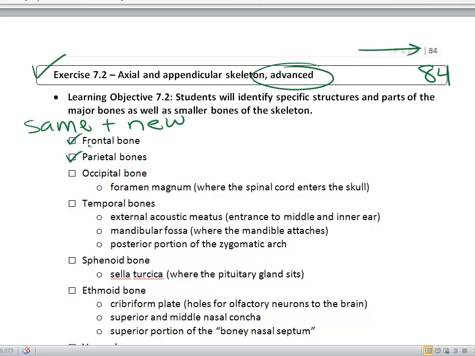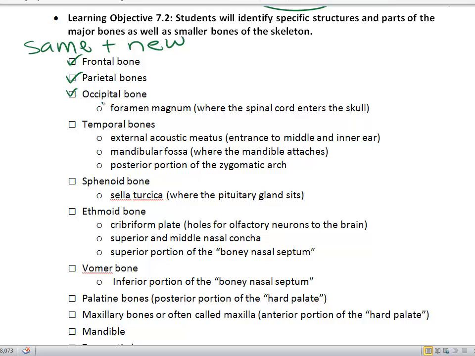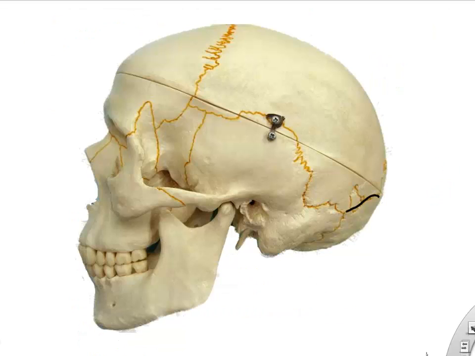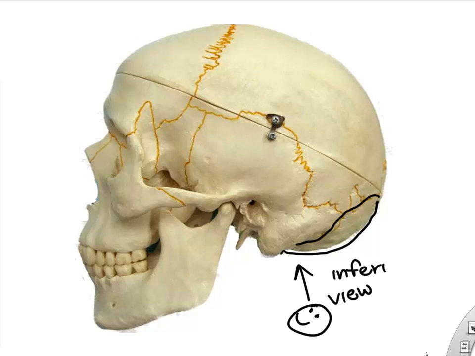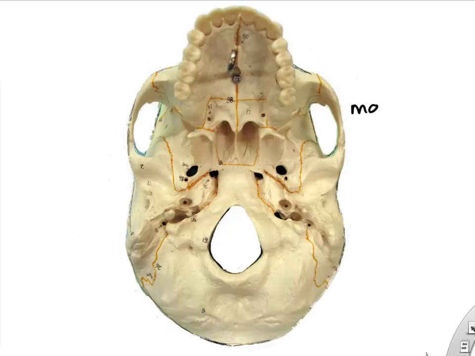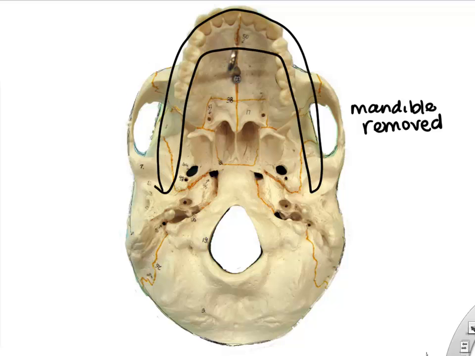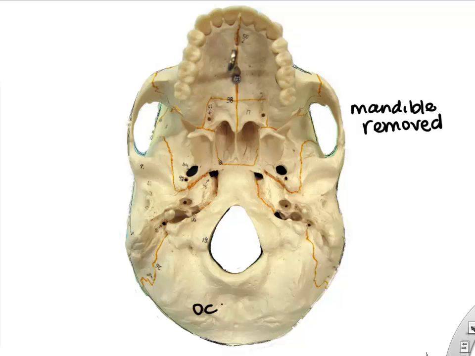A lot of these are nothing different. We already learned them. And then you'll get to a bone like the occipital bone, where it's got an extra part that you've got to learn. Remember, the occipital bone is that posterior, sort of inferior bone at the back, and so to see it best, we're going to look with an inferior view. Now we're staring at the bottom of your skull. We've removed the mandible so that we can get a better view. So the mandible's gone. There's your occipital bone.